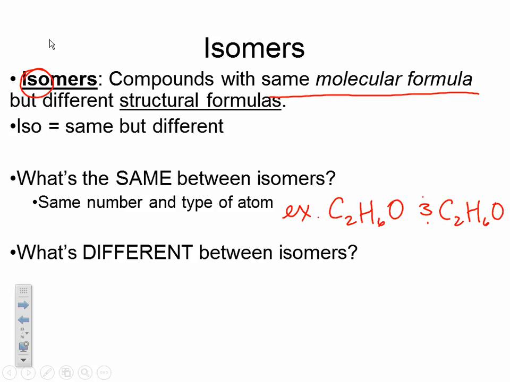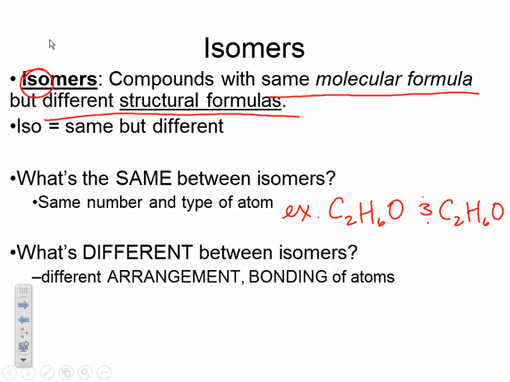What's different then between the isomers? Well, as it says in this definition, different structural formulas. What does that mean, different structural formulas? It means a different arrangement of the atoms, a different bonding, that the atoms are not bonded the same way. You have the same number of each type of atom, but maybe they're connected in different ways.